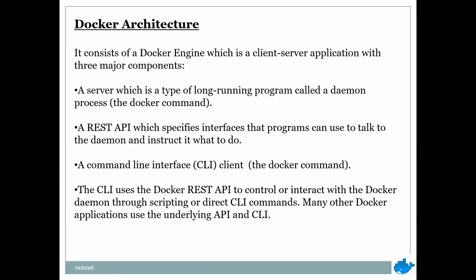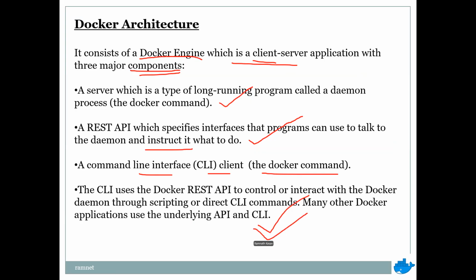And Docker architecture consists of Docker engine, which is a client-server application with three major components. Server, which is a type of long-running program called a daemon process. REST API, which specifies the interfaces that programs can use to talk to the daemon and instruct it what to do. A command line interface client, the Docker command. The CLI uses the Docker REST API to interact with and control the Docker daemon through scripting and direct CLI commands. Many other Docker applications use the underlying API and the CLI.